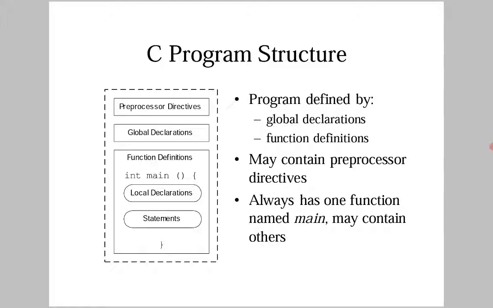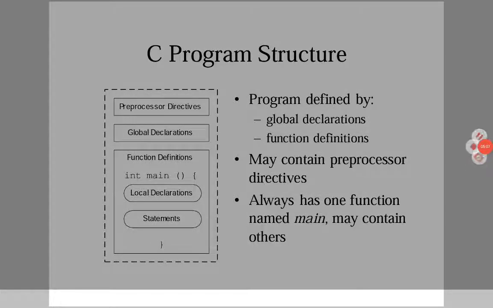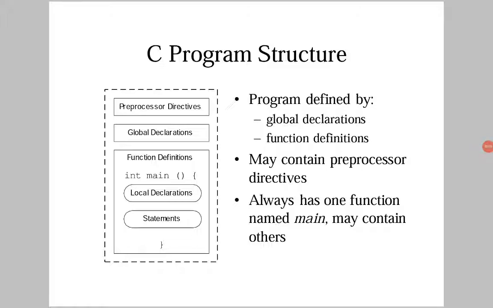First one is preprocessors or directives. Second one is global variable declarations. Third one is function definitions. Next one is main. Next one is local variable declarations. Next one is statements. So this is the structure of a C program.